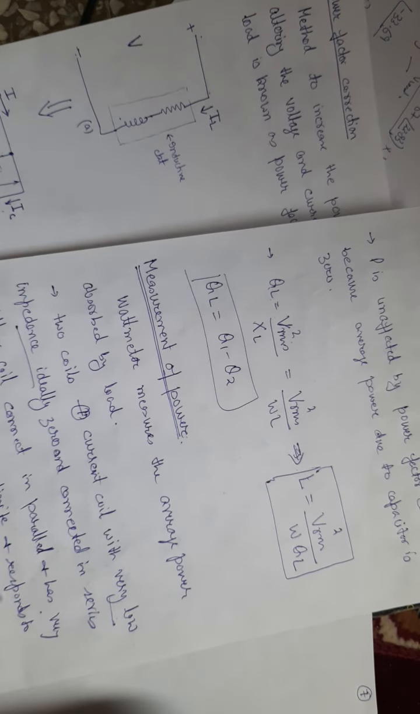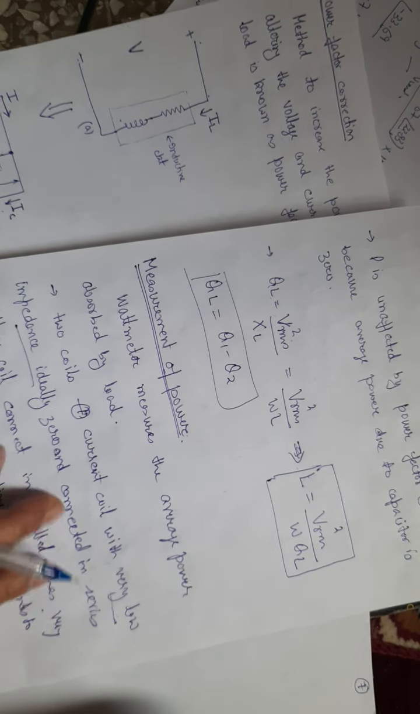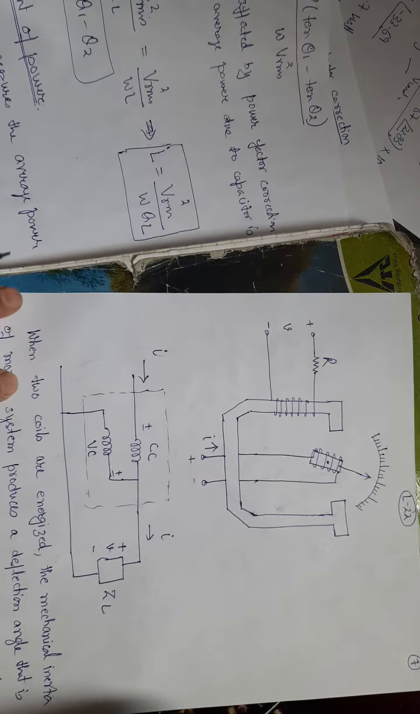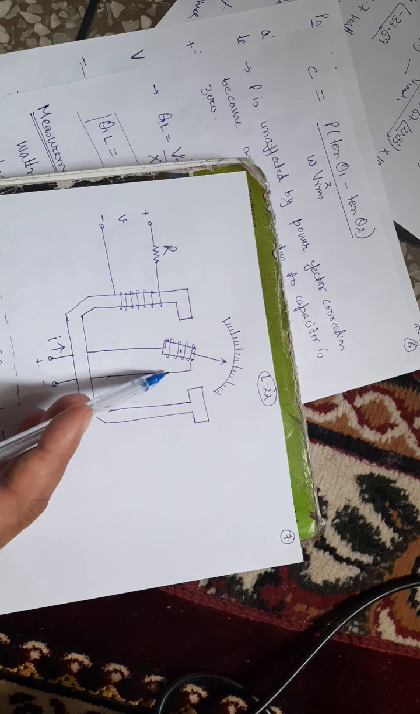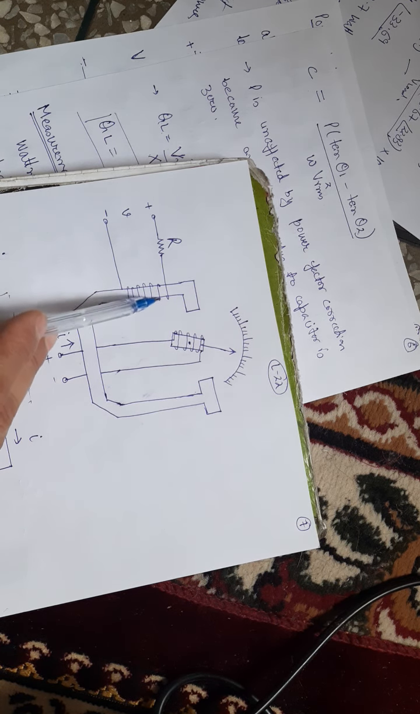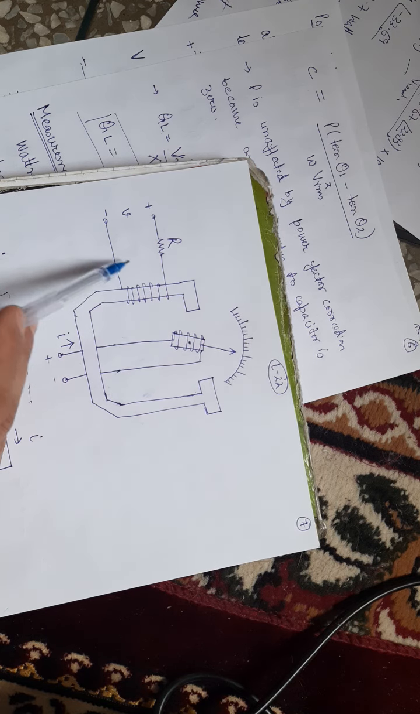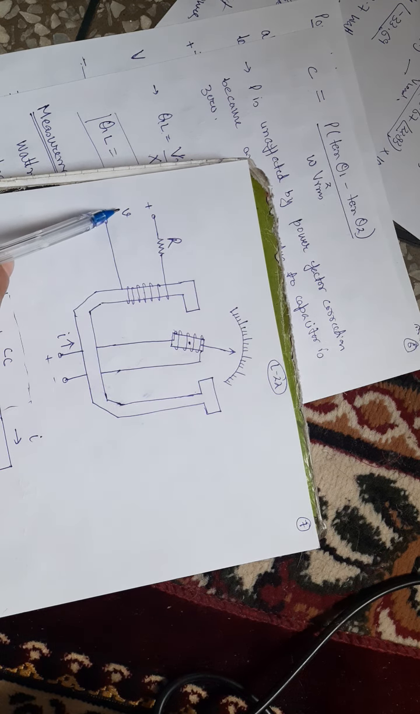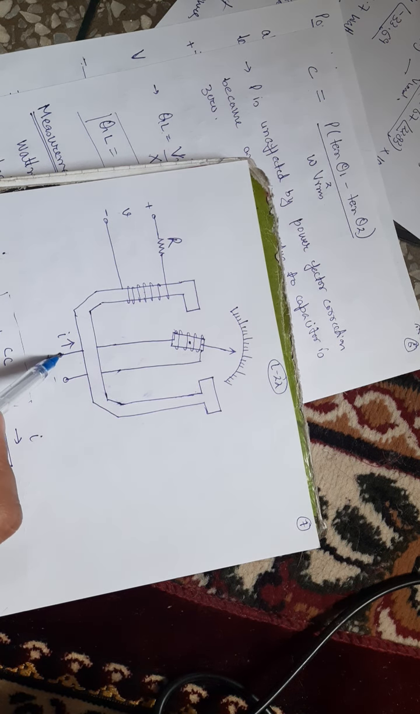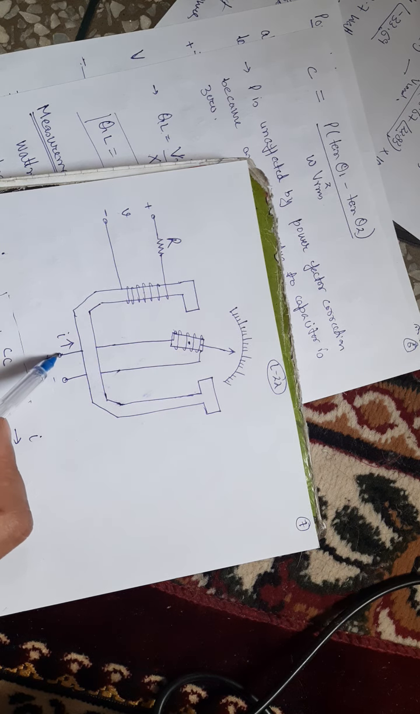So the current coil has a very low resistance, ideally zero, meaning it will act as a short circuit, and the voltage coil has a very high impedance, ideally infinite, meaning it will act as an open circuit. This is the diagram for the wattmeter. We have one voltage coil and one current coil, and you can see how they are connected. The voltage coil responds to the voltage across the load, and the current coil responds to the current flowing through the load.